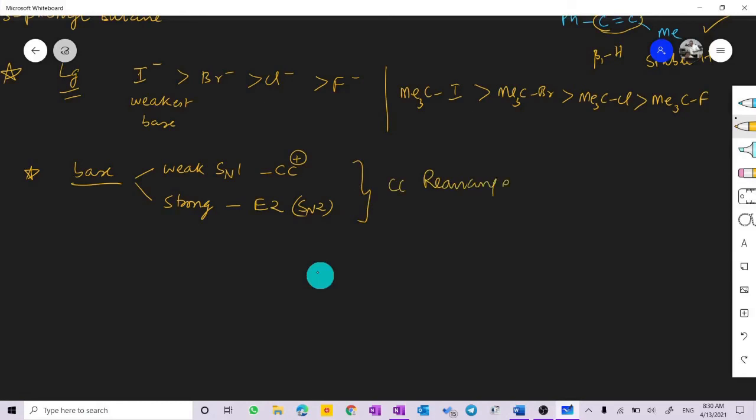If you look at a weak base, then you have to think that it is an E1 reaction, and therefore you have to stabilize the carbocation before removing the proton. If you look at a strong base, then you should not do the carbocation rearrangement. So carbocation rearrangement is the differentiating factor between the strong and the weak base. You have to keep it in mind, because the product will change accordingly.